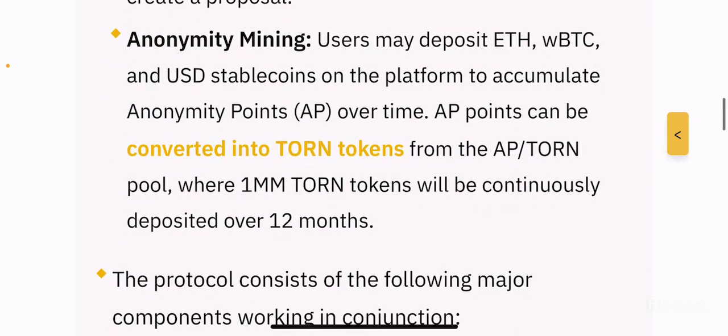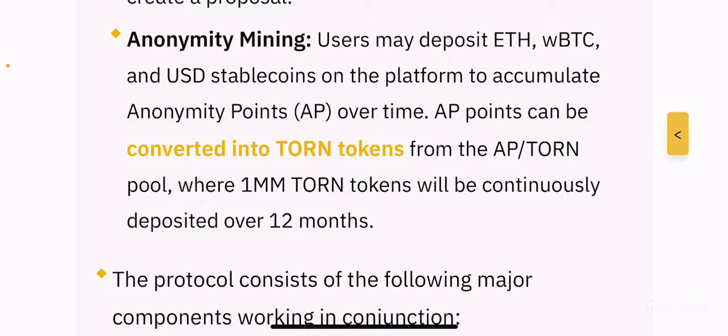But the next use case of TON token is anonymity mining. Users may deposit ETH, wrapped BTC and USD stablecoins on the platform to accumulate anonymity points or AP points over time. AP points can be converted into TON tokens from the AP TON pool, where 1 million TON tokens will be continuously deposited over 12 months.